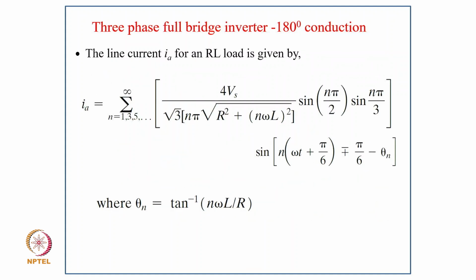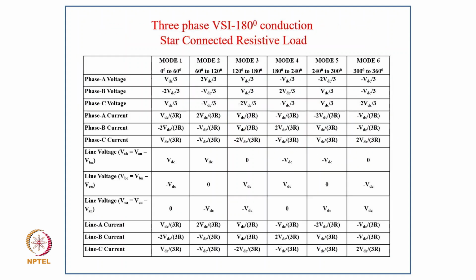So the line current for RL load is given by I equal to n equal to 1, 3, 5 to infinity, 4 Vs upon root 3 pi, further under root R square plus n omega L square, and sin n pi by 2, sin n pi by 3 into sin n in bracket omega t plus pi by 6 minus plus pi by 6 minus theta, where theta equals tan inverse n omega L upon R.